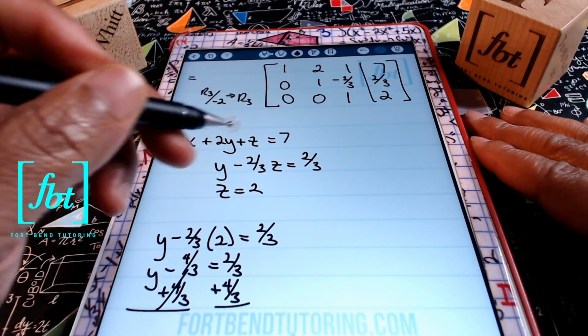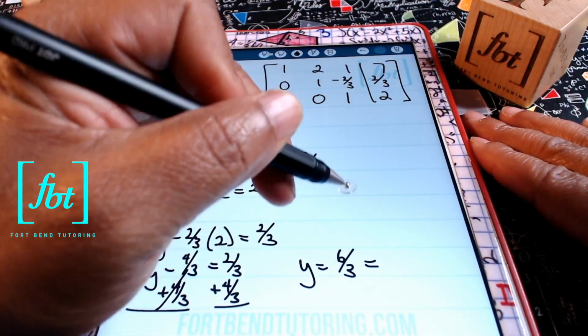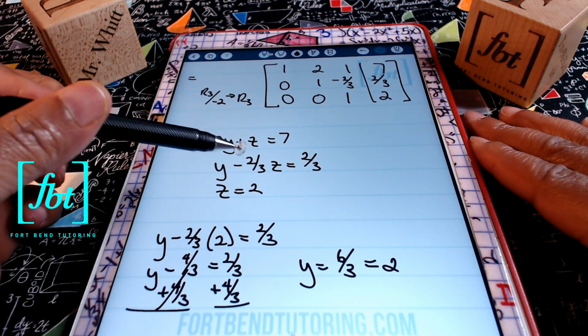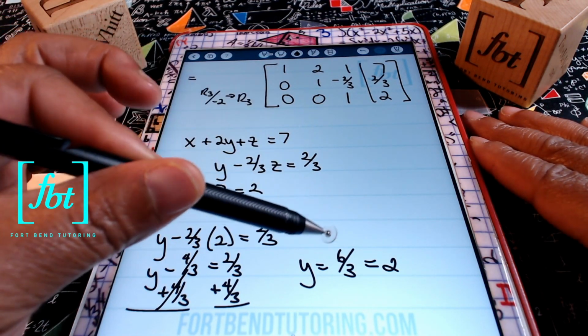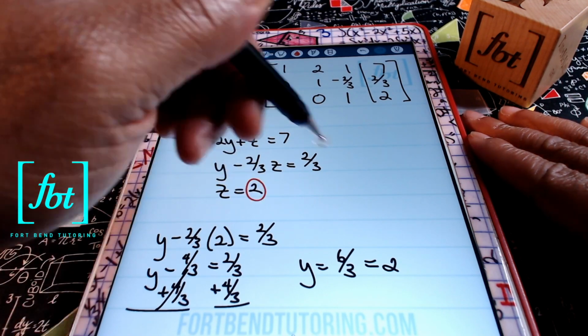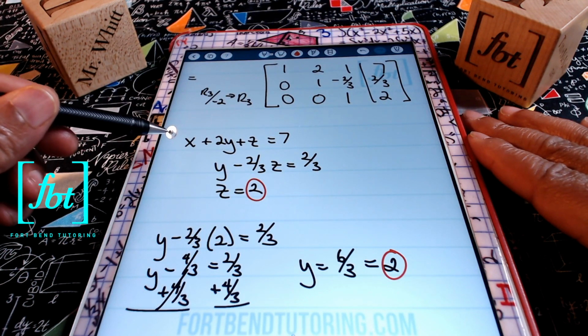And that gives me y equals 6/3. When I simplify 6/3, I'll get 2. So for now, I know that z equals 2 and y equals 2 as well. So finally, we'll be plugging in z equals 2 and y equals 2 into this first equation from our system.